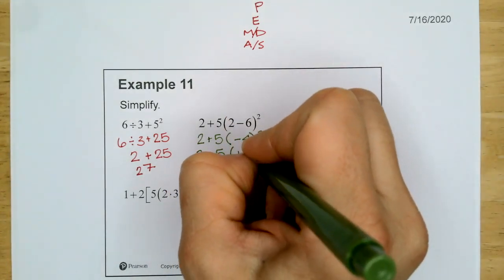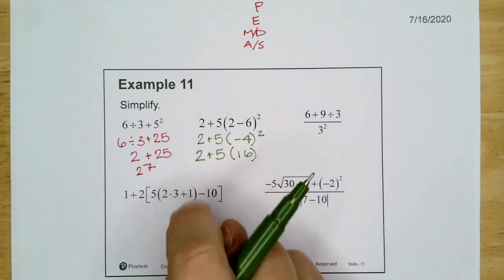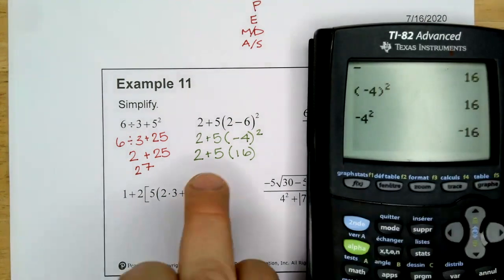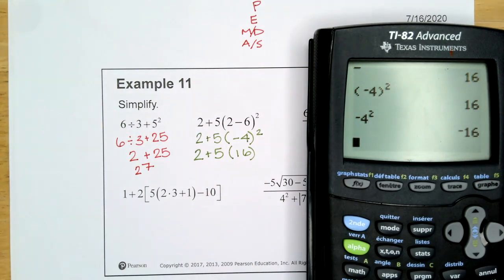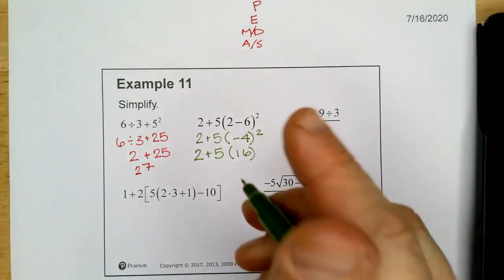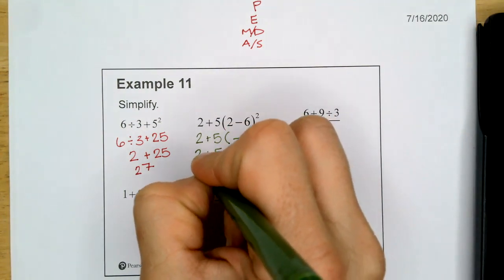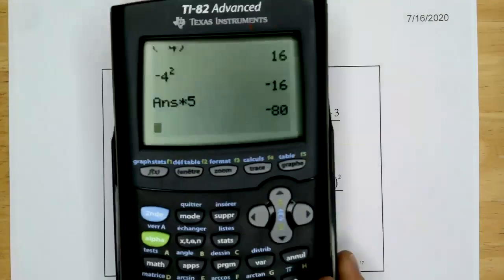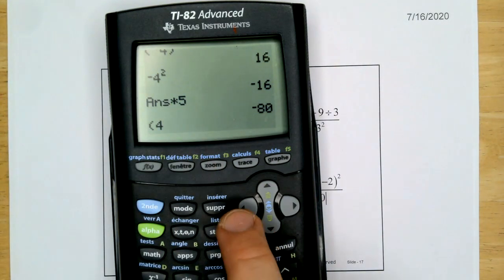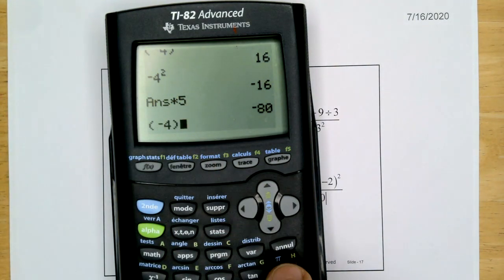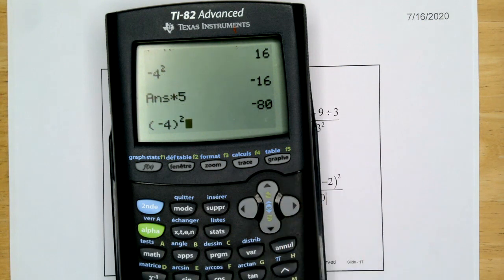So it's 5 times 16 because they're right next to each other with parentheses. So that means 5 times 16 plus 2. I'm going to do the multiplication before I add. So 16 times 5 is 80. I know my calculator says negative 80, but that's because I was showing you how to get the wrong answer. So it was parentheses, negative 4 squared.